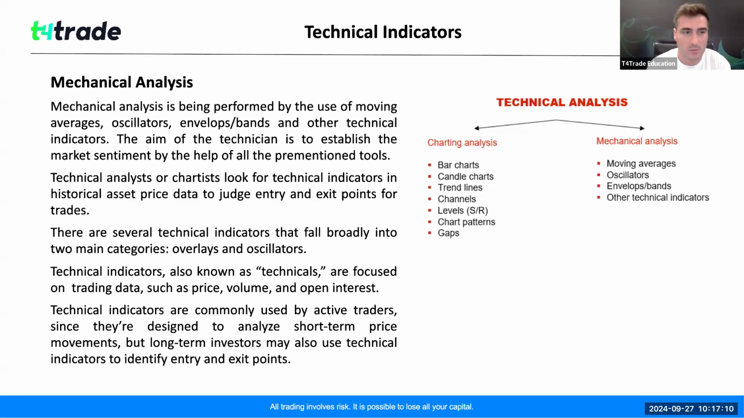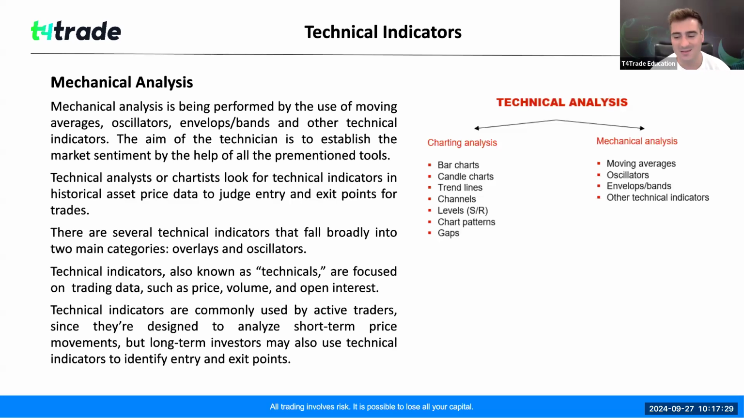Okay, so technical analysts, in other words chartists, look for and adopt to the charts, if you like, technical indicators, and they use them on historical asset data to judge entry and exit points. We have talked about this.